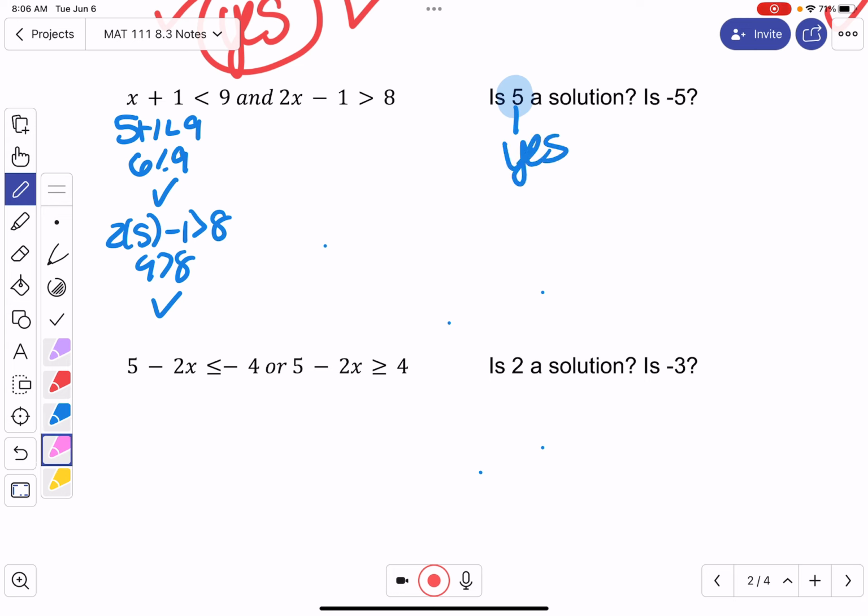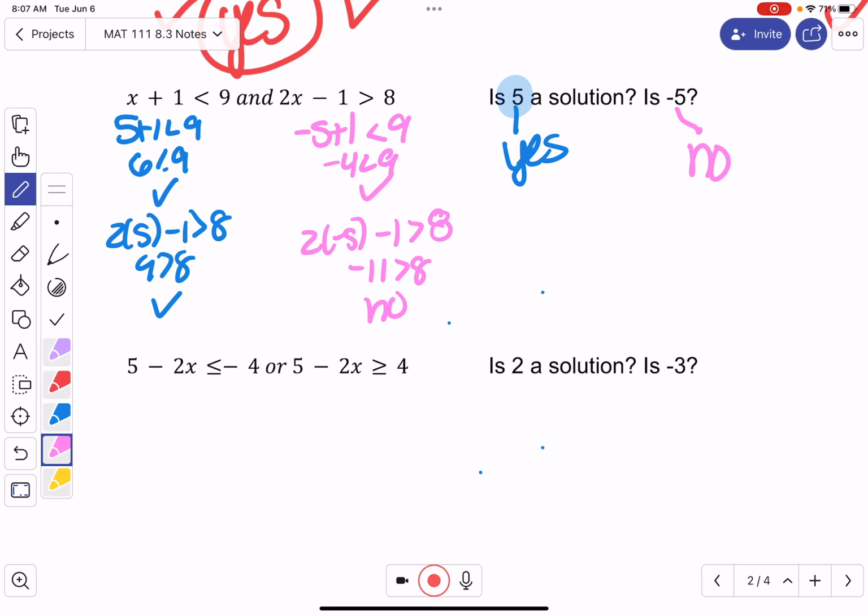Now let's do -5. -5 plus 1 is -4. -4 is less than 9. 2 times -5 is -10. Minus 1 is -11. That is not true. So because that's not true in both, -5 is not a solution.